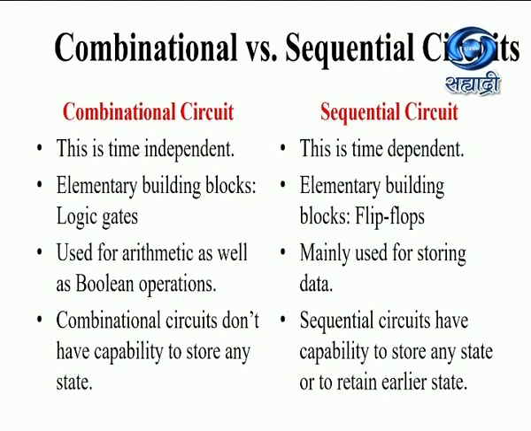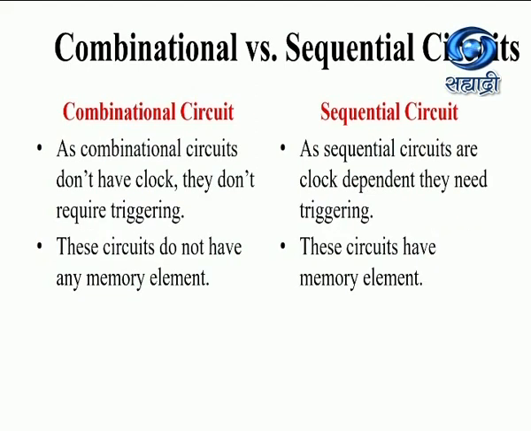Combinational circuits are used for arithmetic as well as Boolean operations, and sequential circuits are mainly used for storing data. Combinational circuits don't have the capability to store any state, but sequential circuits have the capability to store any state or retain an earlier state. As combinational circuits don't have a clock, they don't require triggering, but sequential circuits are clock dependent, so they need a triggering pulse. Combinational circuits do not have any memory element, and sequential circuits have memory elements. In this way we can compare combinational as well as sequential circuits.